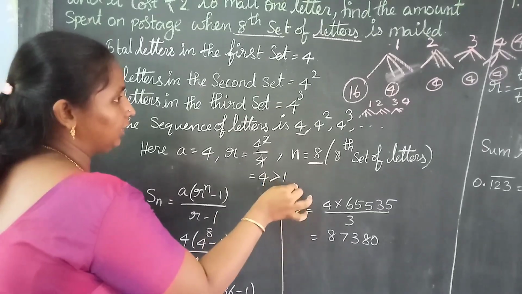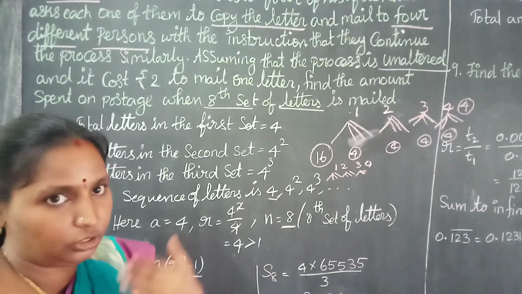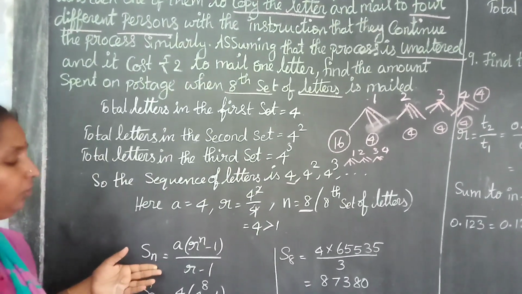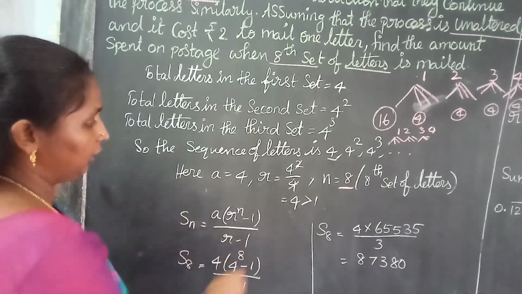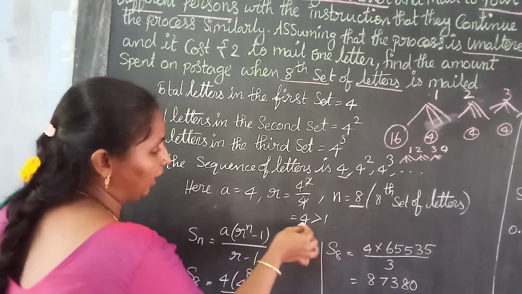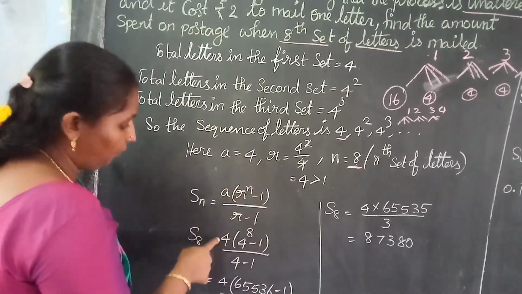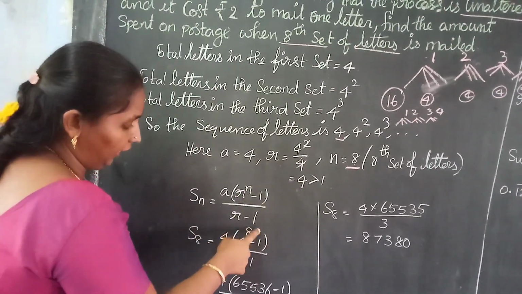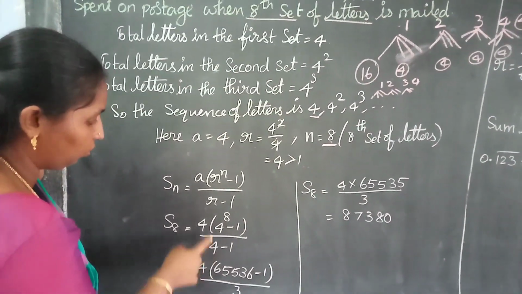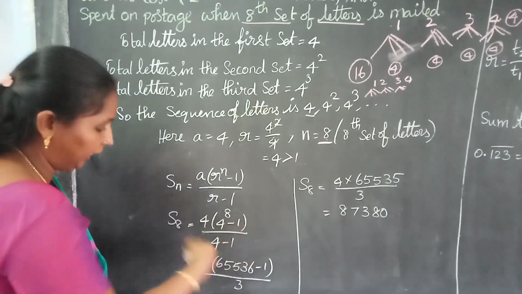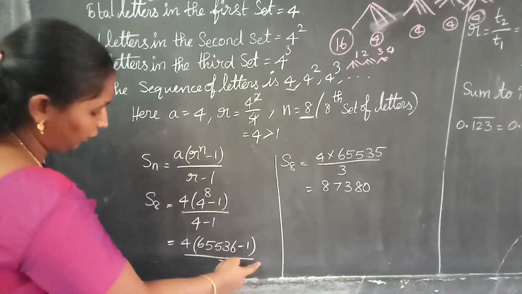So here R is greater than 1. The process is unaltered, that is, it never stops; the process is going on. So we are going to use Sn equals A into R power n minus 1 by R minus 1, since R is greater than 1. Sn, that is S8, equals A is 4, R power n, 4 power 8 minus 1, divided by R minus 1, 4 minus 1. So I get 4 into 4 power 8. If 4 is multiplied by itself 8 times, you will get 65,536 minus 1, divided by 3.